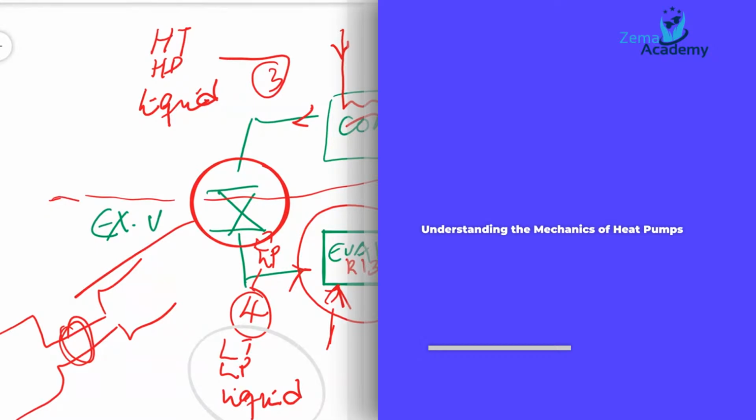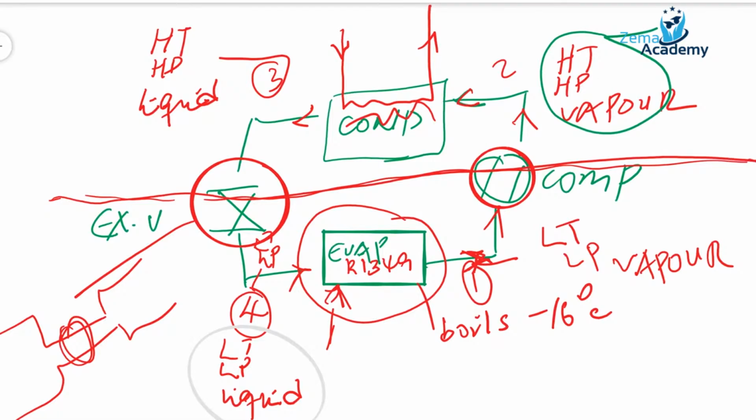So at the beginning, as I said, if you divide the circuit into two halves, anything below the line is low temperature and low pressure, and anything above the line is high temperature and high pressure. Okay, so you can divide the circuit into two. Anything below the line, we have low temperature and low pressure, and anything above the line, we have high temperature and high pressure. That is the basic principle of any vapor compression system.